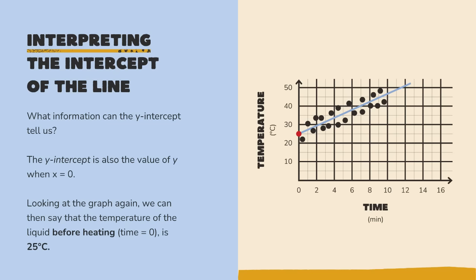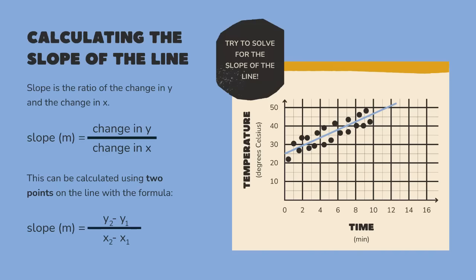Now, let's calculate the slope. Slope measures the rate of change and is calculated using the formula m equals y2 minus y1 over x2 minus x1. Using 2 points on the graph, we find that the slope is 2.5 degrees Celsius per minute. This tells us that the temperature rises by 2.5 degrees Celsius for every minute of heating.